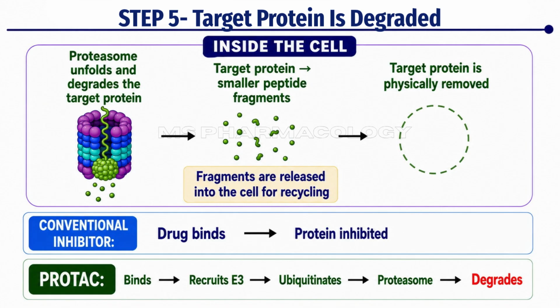And this is the key difference between a PROTAC and a conventional inhibitor. A conventional inhibitor generally works like this. The drug binds to the protein and inhibits its function, but importantly, the protein itself remains inside the cell. A PROTAC works differently. Unlike a conventional inhibitor, a PROTAC doesn't simply inhibit the protein. It physically removes the target protein from the cell.